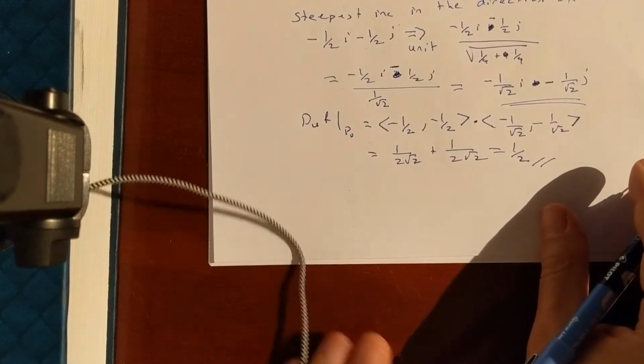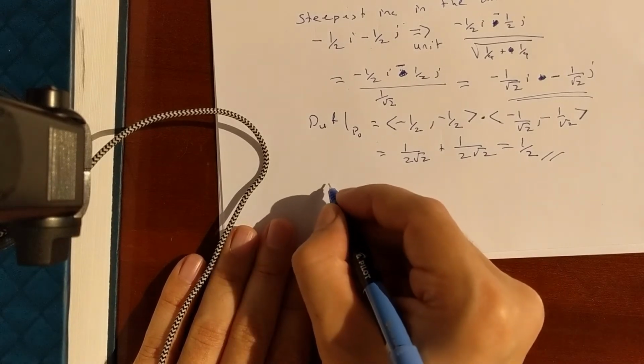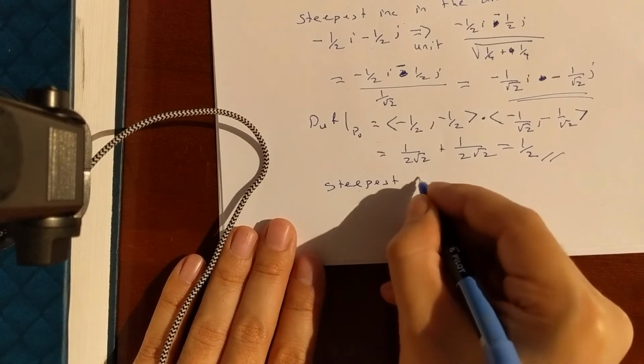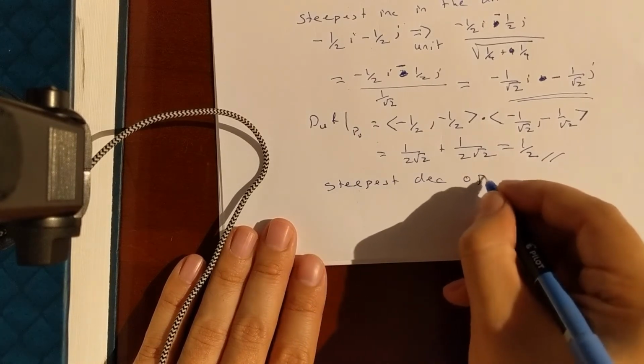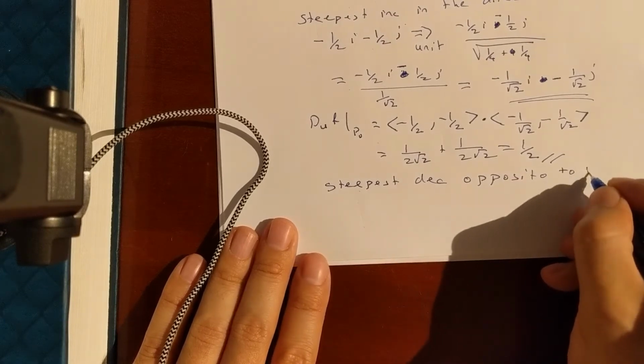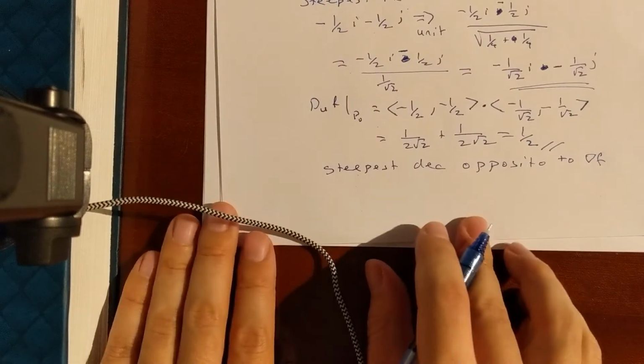Now let's quickly do the same thing for the direction of steepest decline. Steepest decrease is going to be in the opposite direction to the gradient of f. Okay, so what would be, again, you've got to be careful.